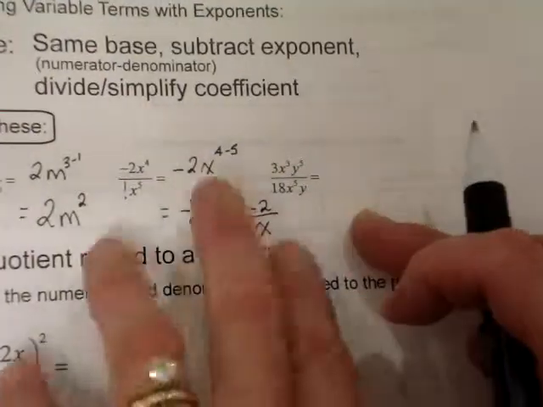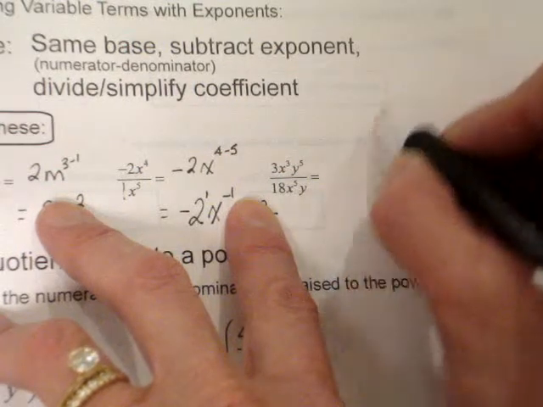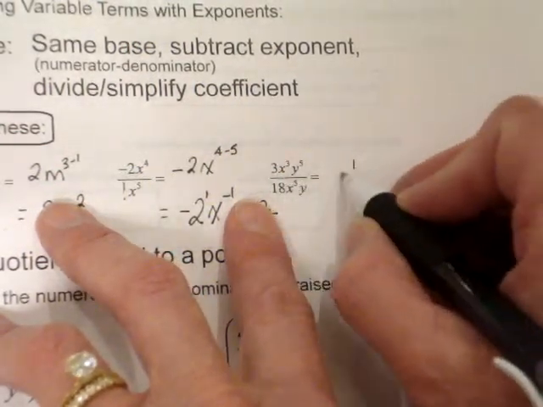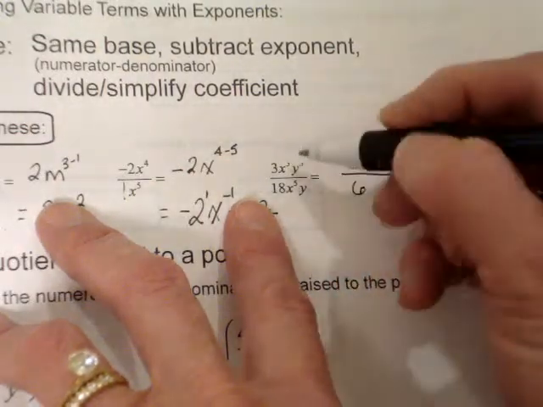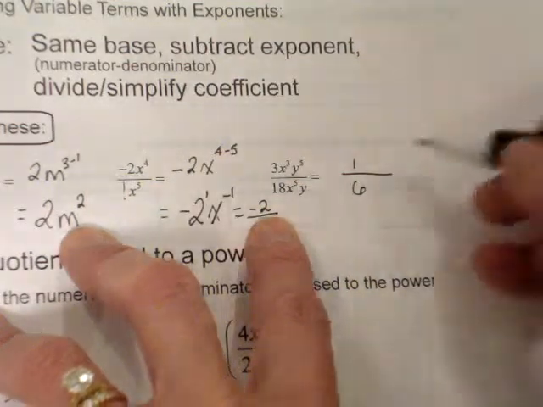Okay, so let's look at the next example. 3 divided by 18 can be reduced. Just think of a fraction that's 3/18. So 3 can go into both of them and it becomes 1/6 like that. I'm going to look at each of my variable terms. I have x's and y's. I'm going to do one at a time.